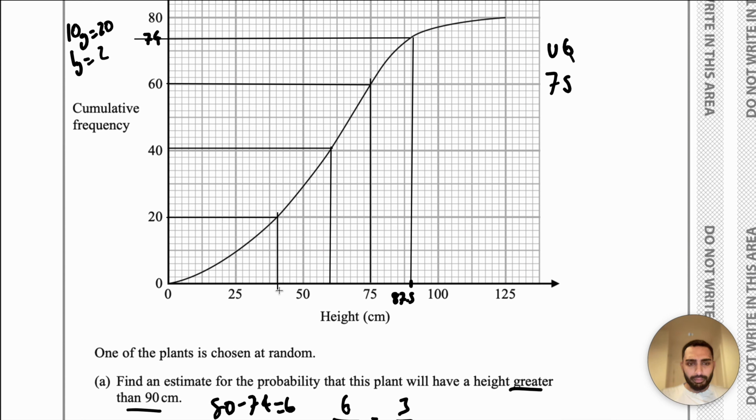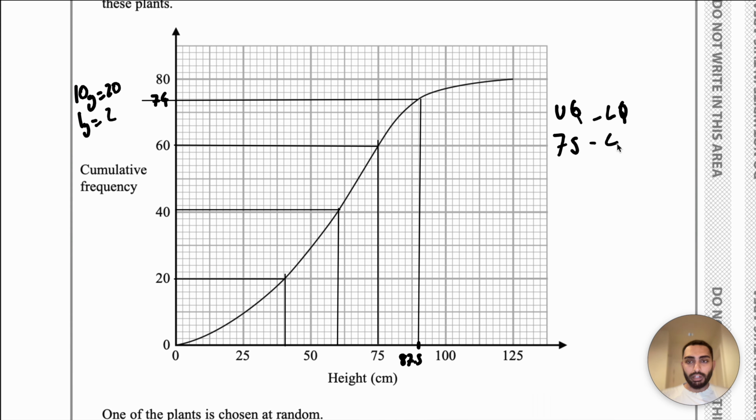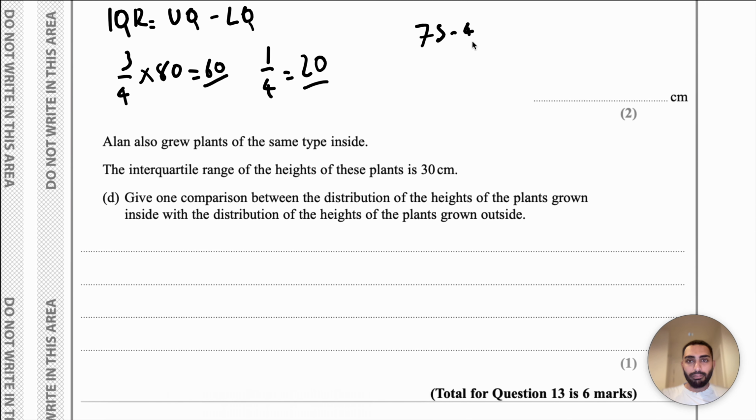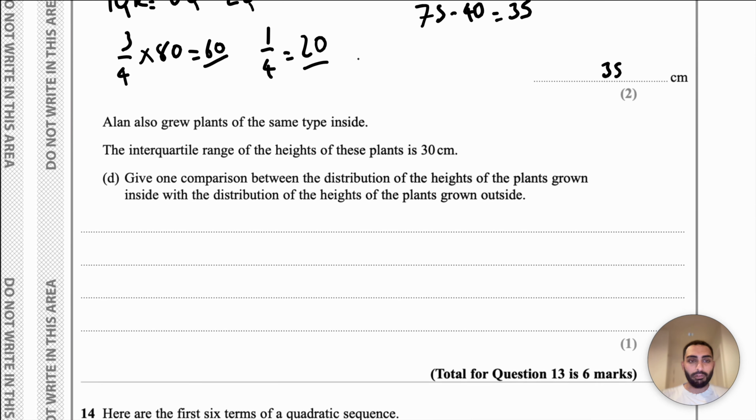Draw my line down. This value here is 37.5, so that would be 40. So minus my lower quartile, minus 40. So just rewrite that down below. So 75, take away 40, which is equal to 35 centimeters. That's my interquartile range. That shows me the spread of the data.